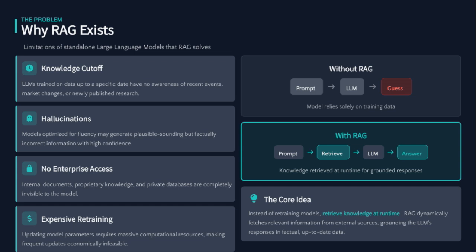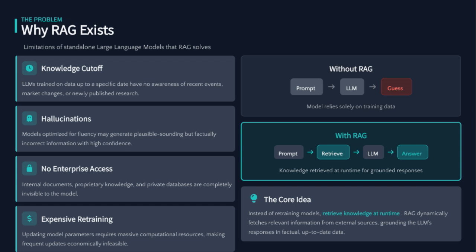However, traditional models have their limitations. For example, they can sometimes generate plausible-sounding but factually incorrect information, a phenomenon known as hallucinations. This happens because models optimized for fluency might prioritize sounding good over accuracy. Plus, models trained on data up to a certain cutoff date have no awareness of recent events, market changes, or new research. This is called the knowledge cutoff. So, without RAG, these models are limited in their ability to provide the latest insights.